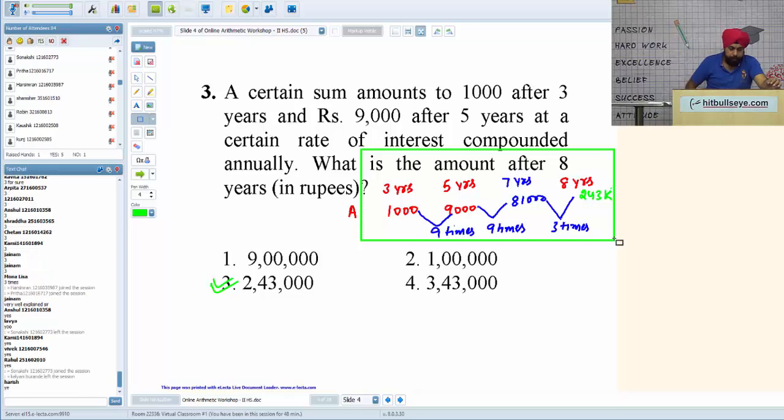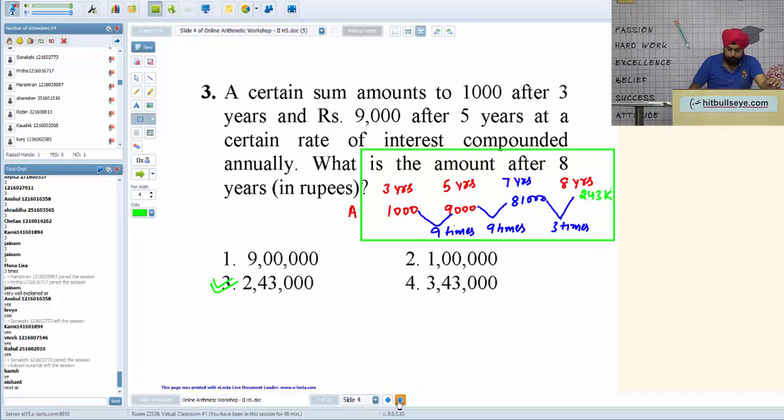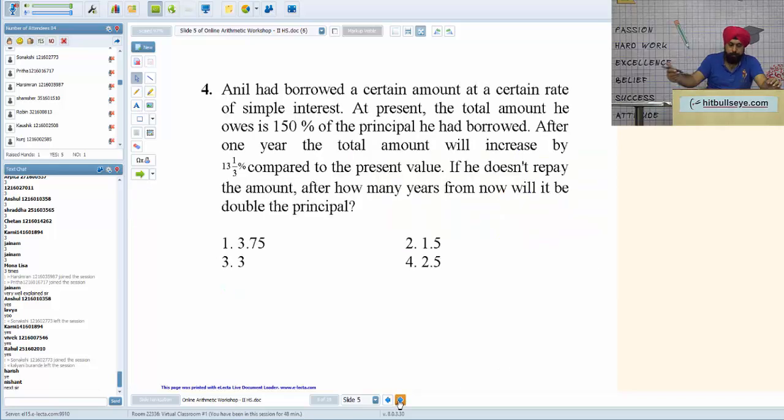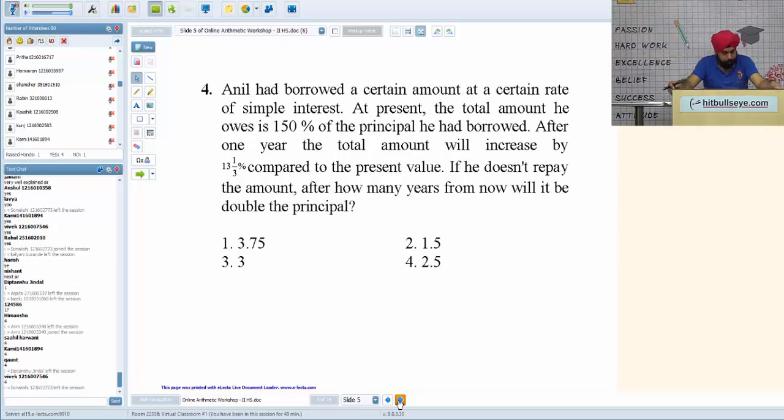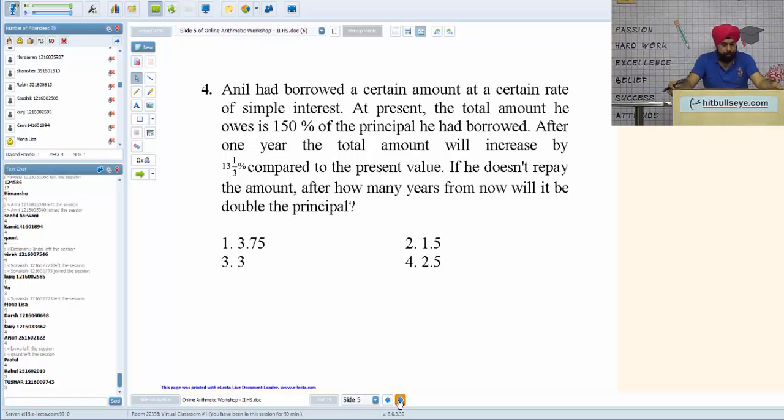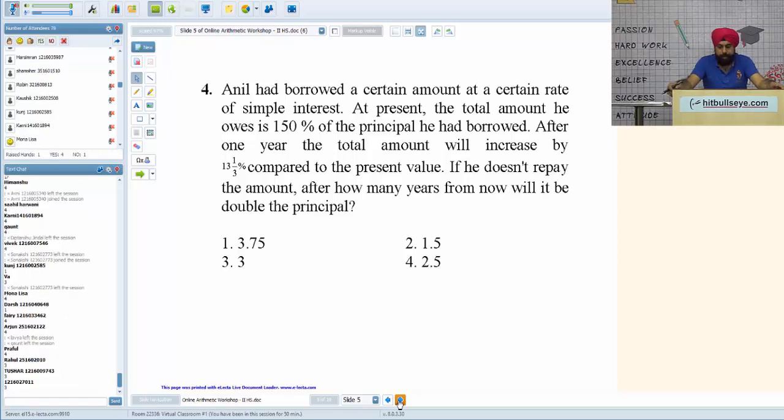Yeah, let's move to the next question, students. This one. It's a question on simple interest. Some of you are saying to be first option or fourth option. Let's see. Some of you say it is third option. Try and analyze in a better manner, students.